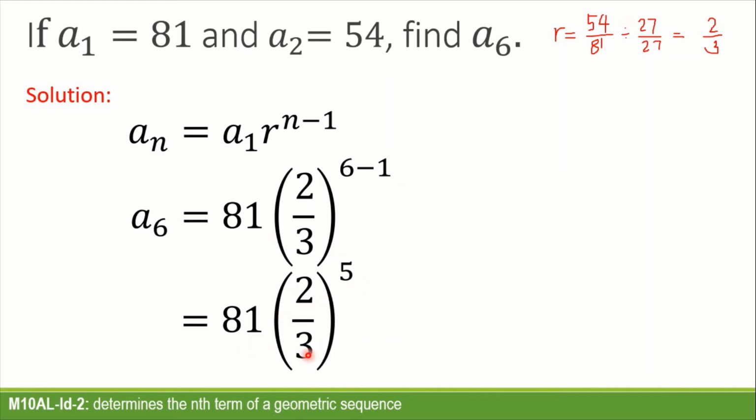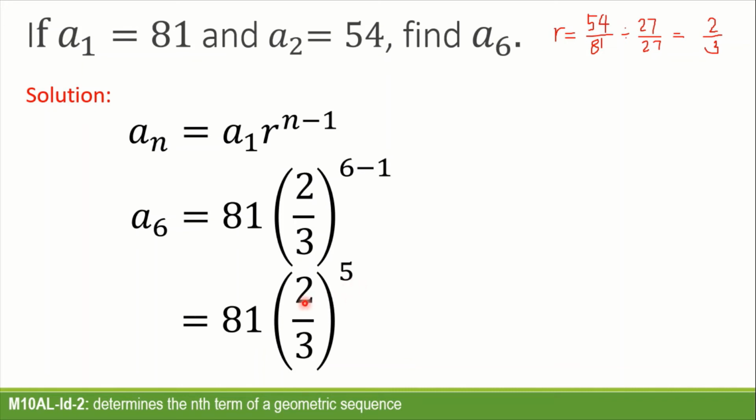So, paano ba ang 2/3 raised to the 5th power? So, pwede siya 2/3 times 2/3 times 2/3 times 2/3 times 2/3. So, 5 beses. O kaya naman, sa law of exponents na napag-aralan ninyo noon, distribute natin itong 5 sa numerator and denominator. Kumbaga, 2 raised to 5 and 3 raised to 5.